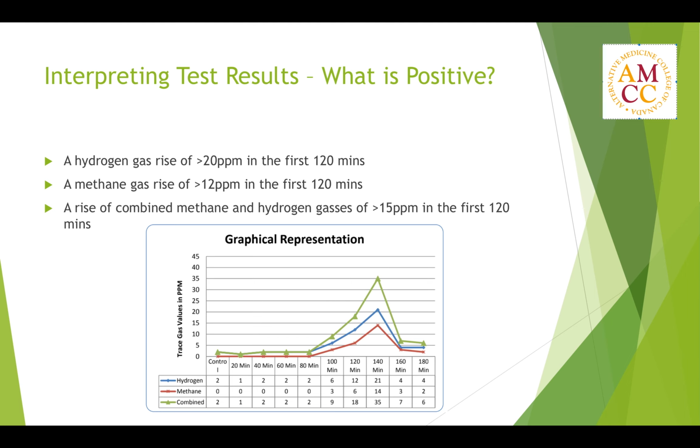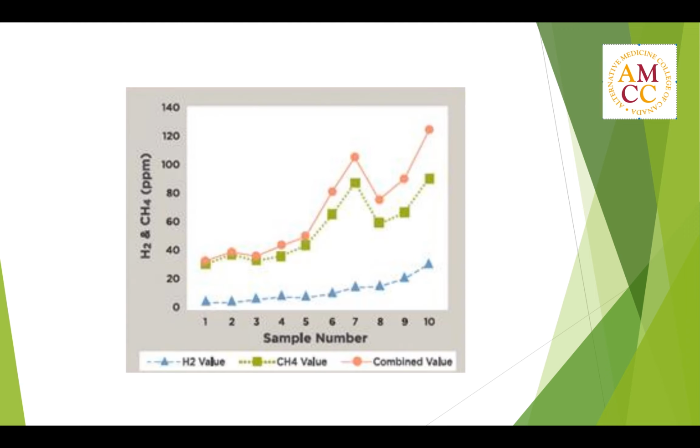And we also see that our hydrogen gas is somewhere above 20. So it is a positive test, even though the rise occurred after 120 minutes, because we know that this is a very constipated client, and so their GI tract just functions really, really slowly. So this would be an example of a positive test.